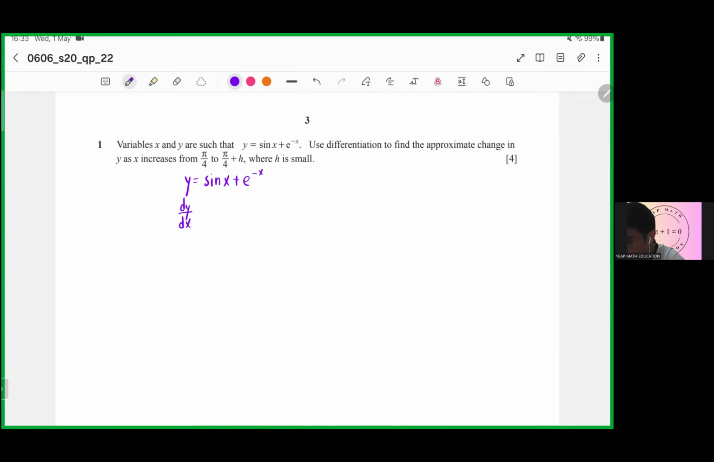Okay, now we write dy/dx. Sin x will become cos x, minus e to the minus x. We will get 1 mark, 2 marks for here. After that, this is approximated to dy/dx times h. So we want you to find the approximate change in y, so we write in this form.